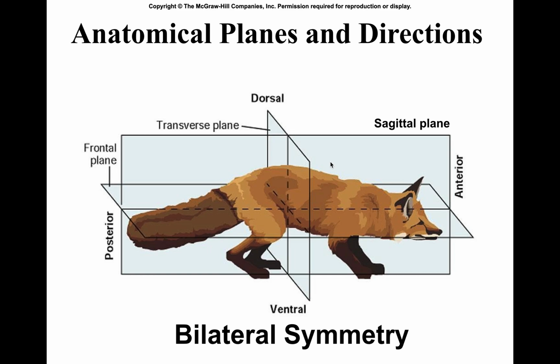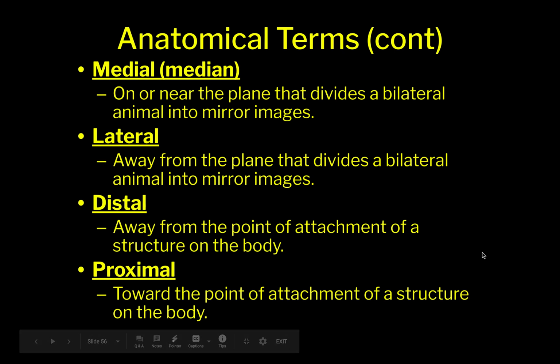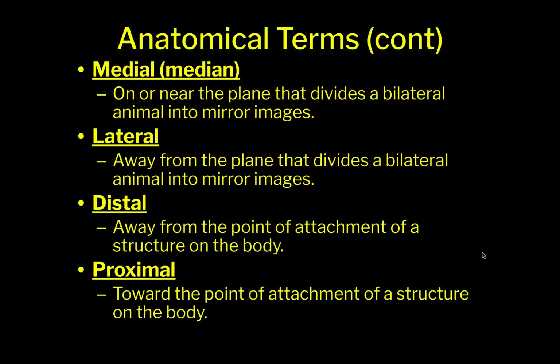All right, so those are the first four. Again, dorsal, ventral, opposites of each other. Anterior, posterior, opposites of each other. All right, the next four, and I'm going to go over these in a little bit more detail when I see you next class period, but definitely get down the definitions.